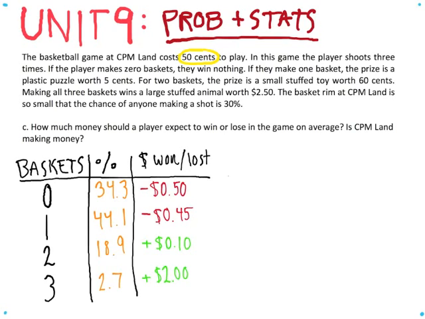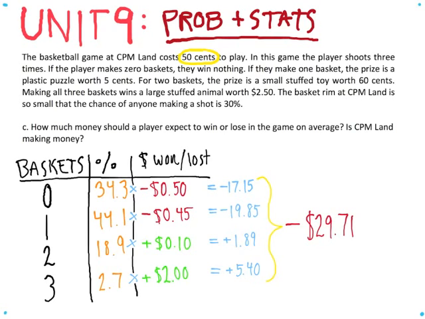So how do we answer letter C? Well, you can actually multiply these together. 0 baskets becomes negative 17.15, 1 basket becomes negative 19.85, 2 baskets becomes 1.89, and 3 baskets becomes 5.40. Can you guess what these numbers mean? They mean that if you played 100 times, you would lose $17.15, lose $19.85, win $1.89, and win $5.40, which is pretty bad. We can add all of these together to get a total amount of money won or lost. Combined, you get a huge loss of $29.71. So, if you played 100 times, spent $50, you would lose $29.71.